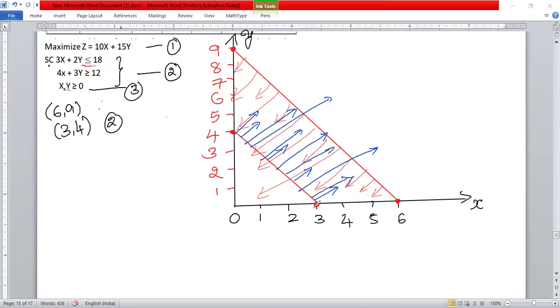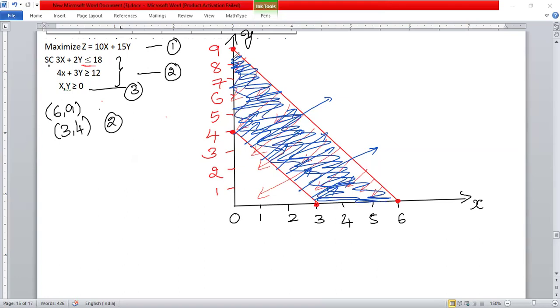Yes. Now look at that, guys. I used two colors, one red and one blue. Both the colors coincide, and they coincide only in this area. So look at that, yes, this is the area where the blue and red colors coincide. So this is called the feasible region. Yes, this is called the feasible region.